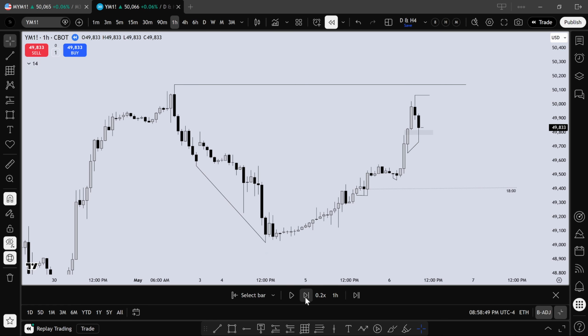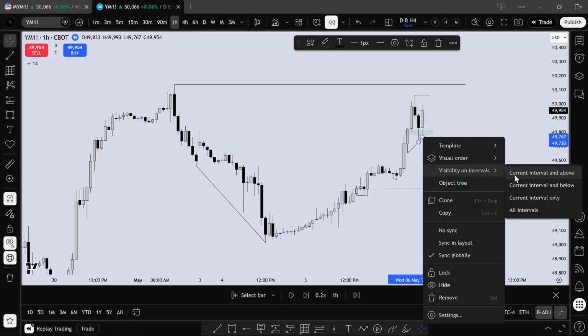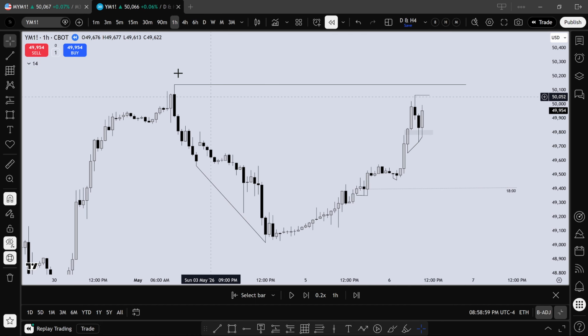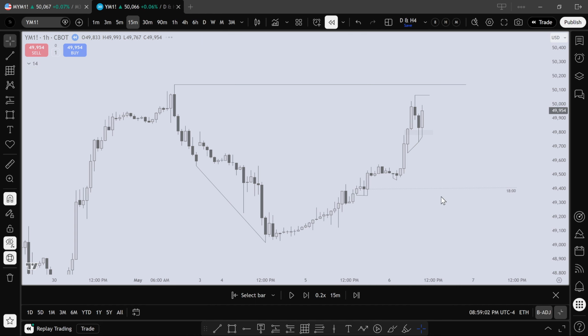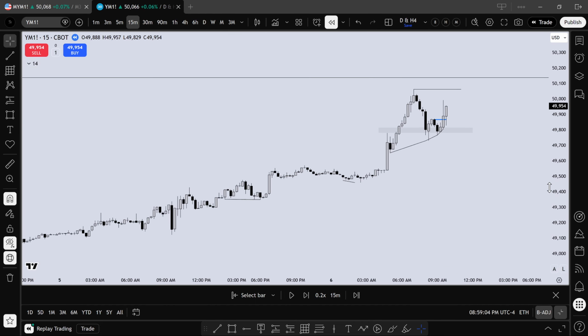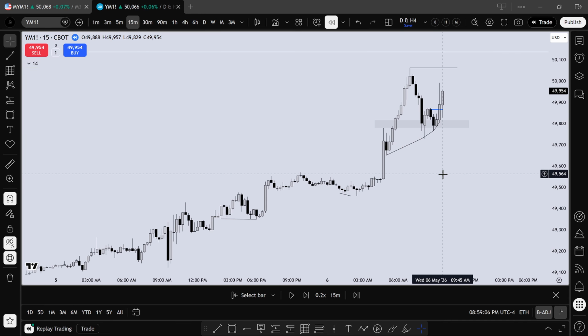Now let's play the next candle. Exactly, that is what happened, and then we get another stage SMT. So once we get that, that is a very high probability setup. Now what I did was I'm looking at the 15-minute time frame. I entered right at the market open right here.